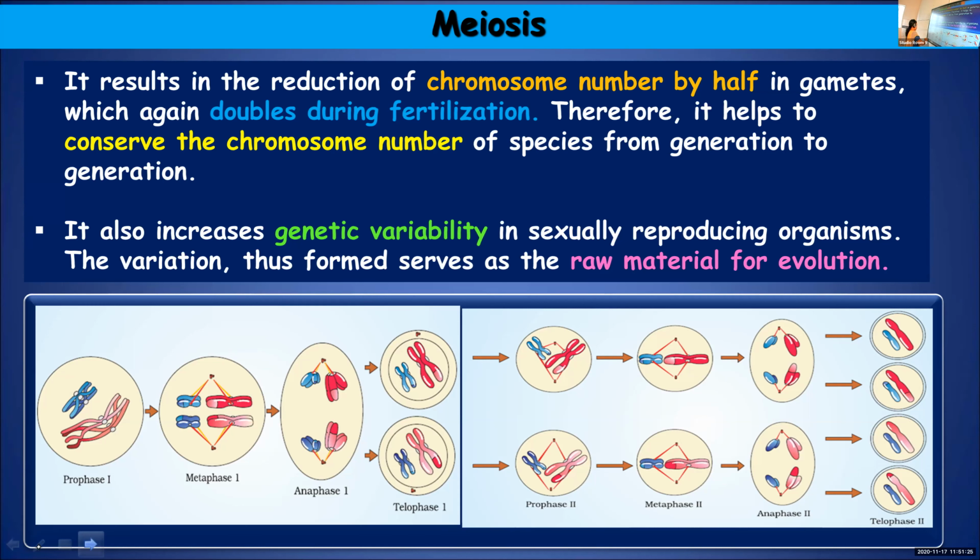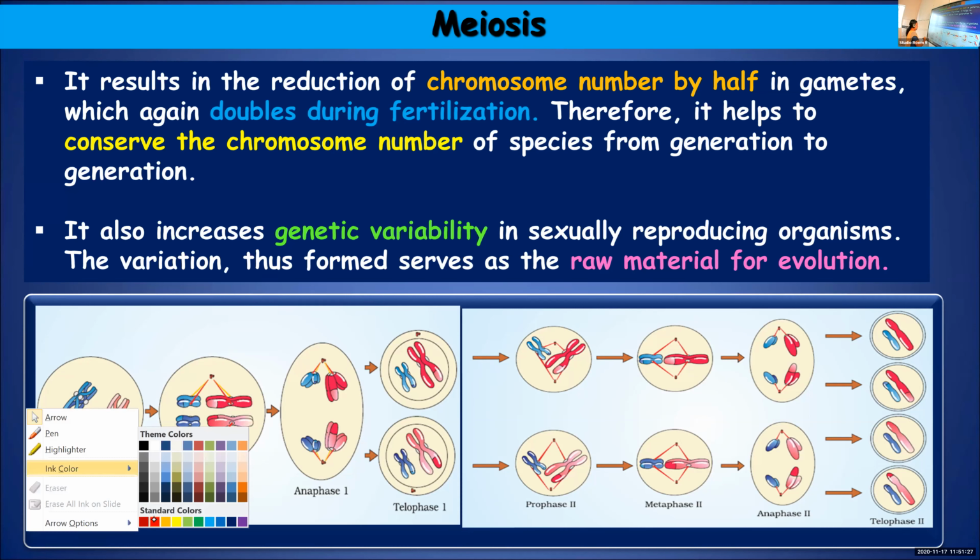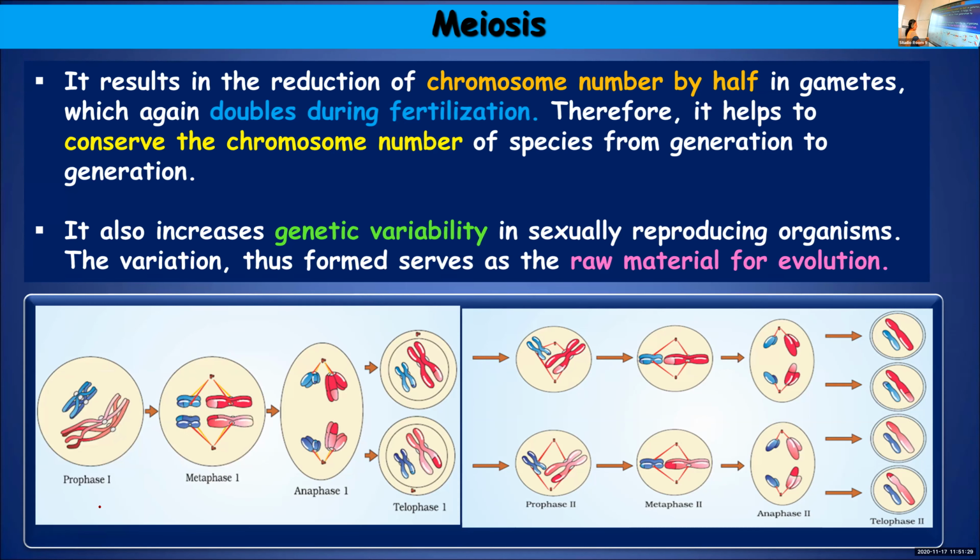So in prophase 1, pairing of the homologous chromosomes is taking place. In metaphase, the homologous chromosomes are getting aligned at the equatorial plane. And in anaphase 1, the centromere is not splitting. Sister chromatids are not getting separated, but the homologous chromosomes will get separated and they will form two daughter cells.